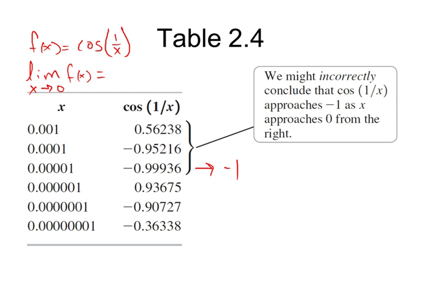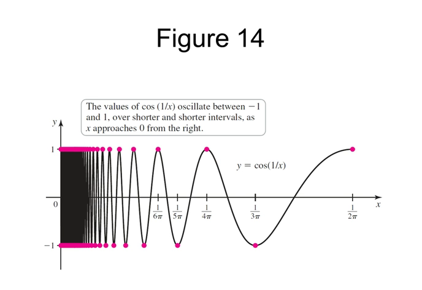Because if we continue to investigate, well, let's go even smaller, hey, we're up closer to positive 1, and we go even smaller still, we're back down to close to negative 1, and then even smaller still, we're negative just over a third. And so what's going on here? Well, if we look at the picture, what is this graph doing?